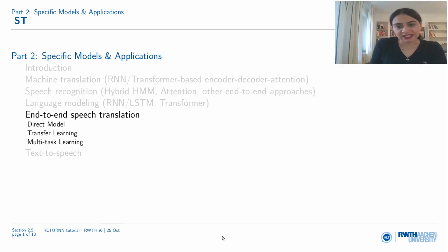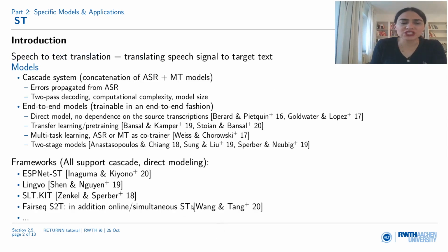The next application to address is speech-to-text translation, or shortly ST. We have already covered both automatic speech recognition as well as machine translation, and the natural question would be, why not speech-to-text translation? As a short introduction, speech-to-text translation refers to the task of translating a speech signal to target text. The traditional way to do that is the cascaded system, where we concatenate the ASR and MT models.